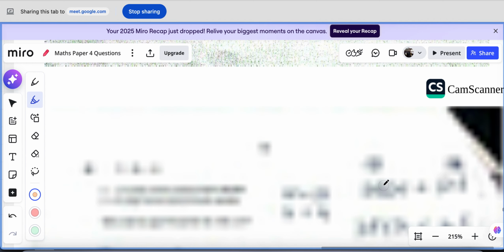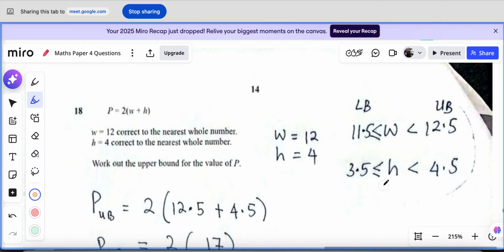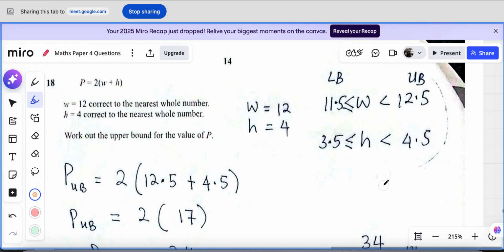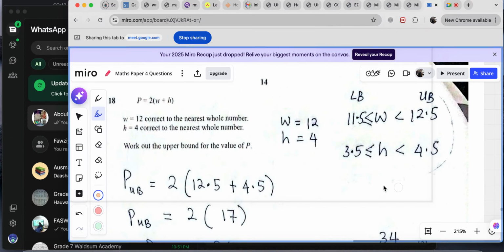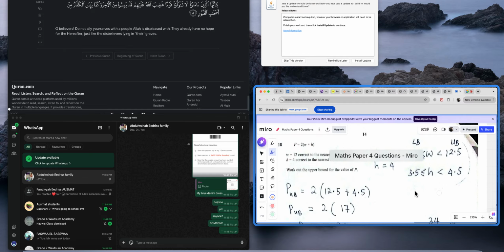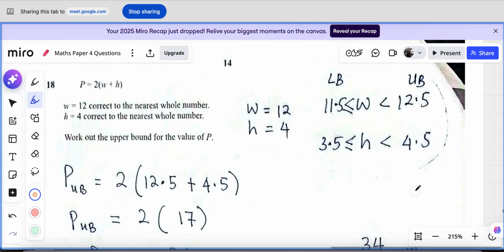Okay, let's go to the next question. Question 18. They say the perimeter P is equal to 2 times W plus H. It's just a formula for perimeter. W is 12 and H is 4, both correct to the nearest whole number.